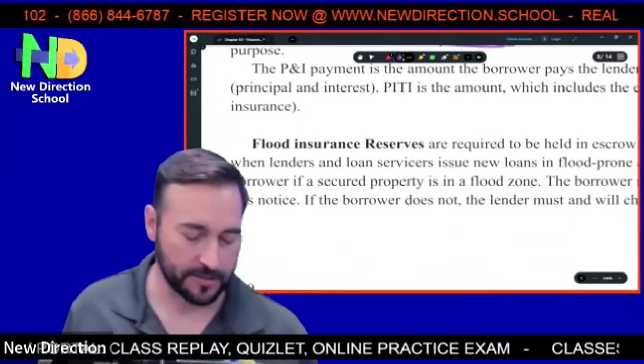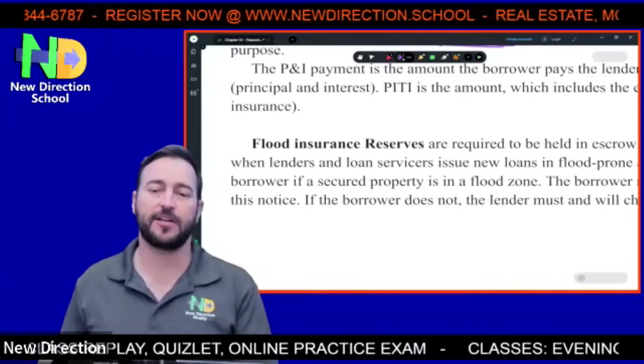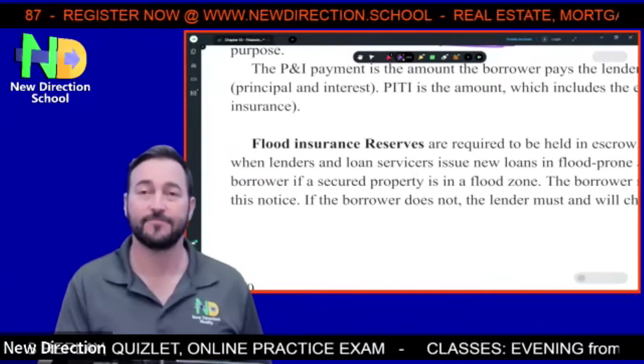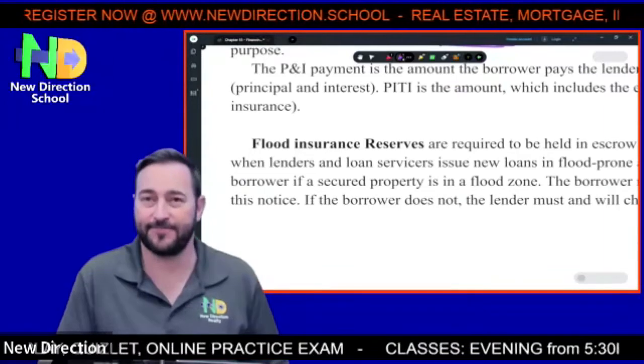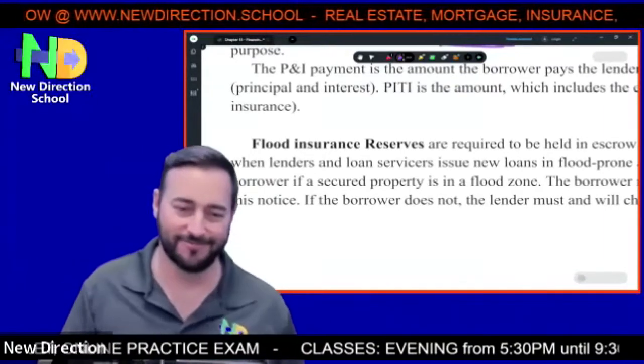What about flood insurance? It's very simple. If the property is in the flood zone, you have to have flood insurance. It's as simple as that. So I'm going to move right through, okay?